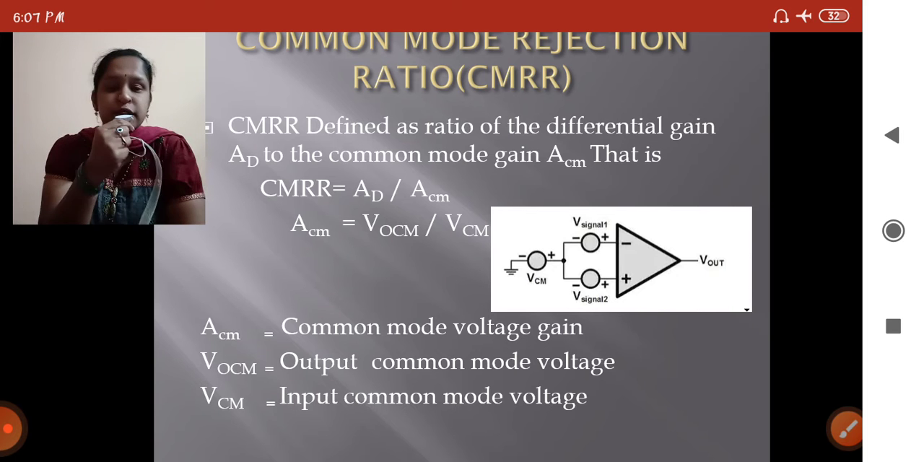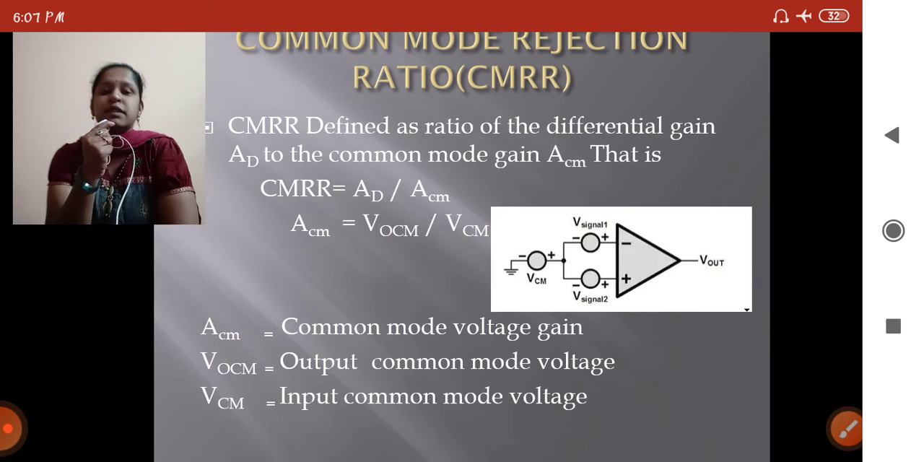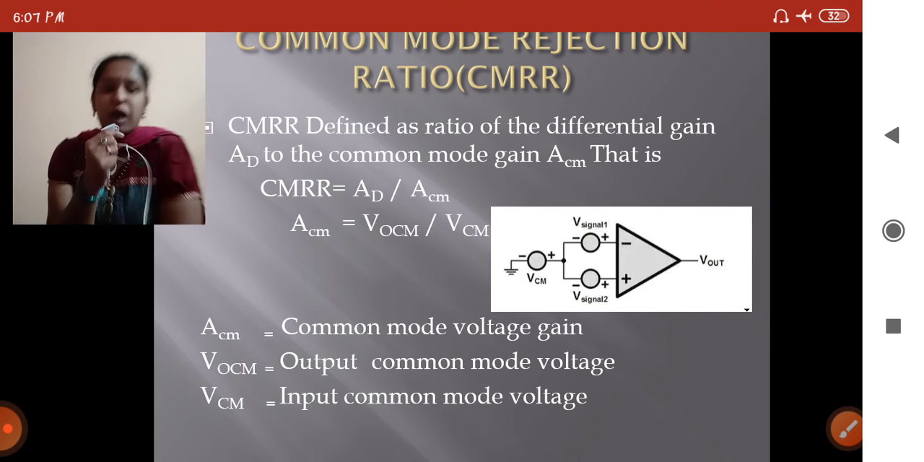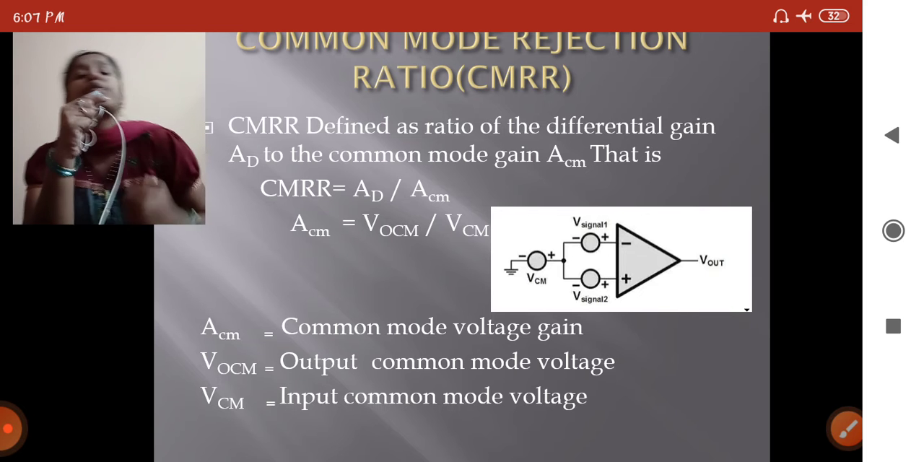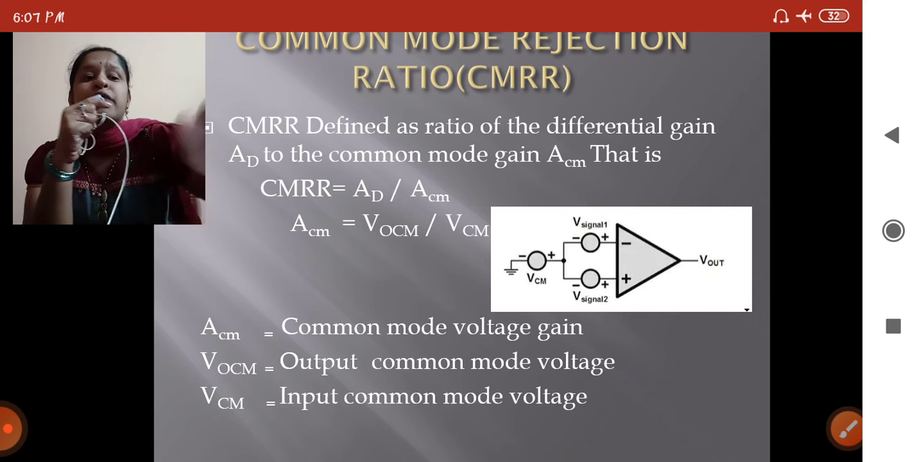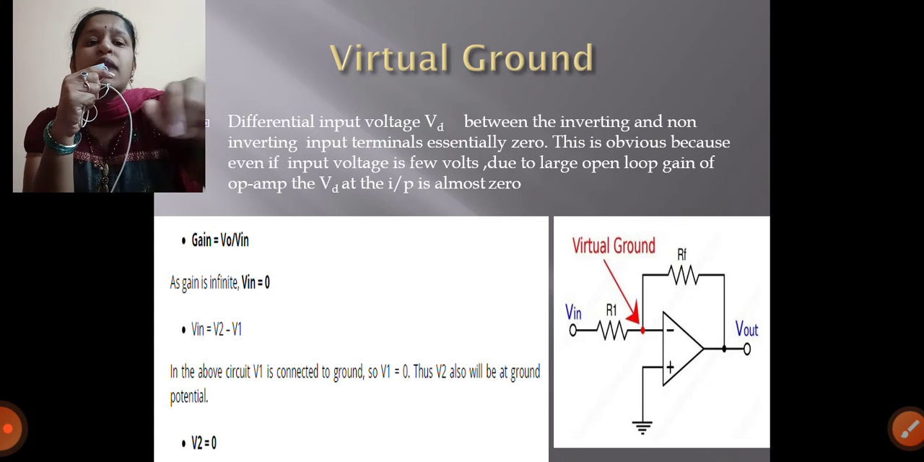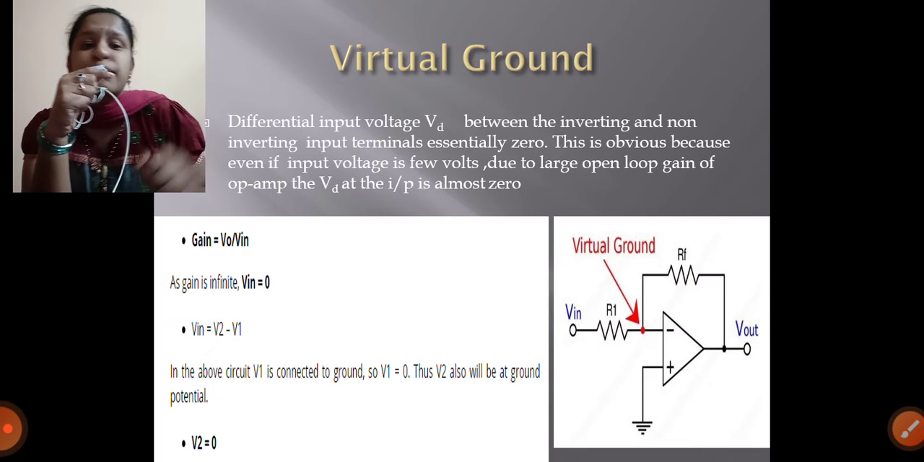In some sums, they may give the differential gain and the common mode gain, and they can ask for the CMRR. For 2 marks they may ask these questions, and in the same way slew rate also. And today we are going to discuss the remaining parameters of an operational amplifier.